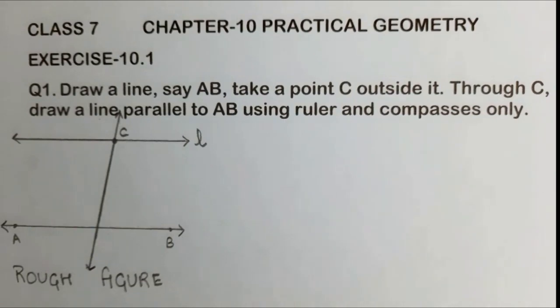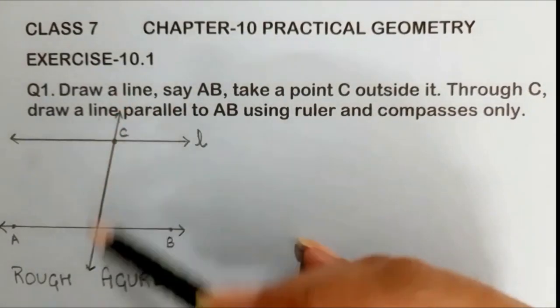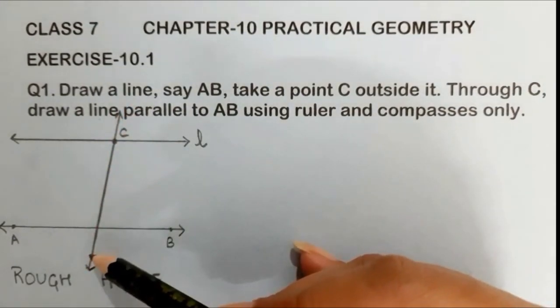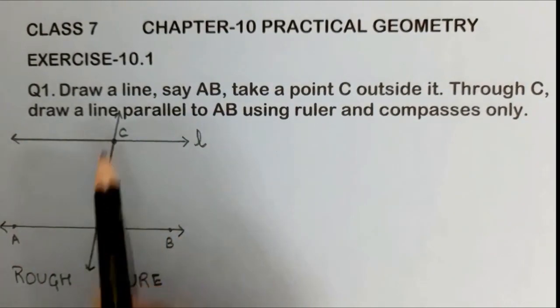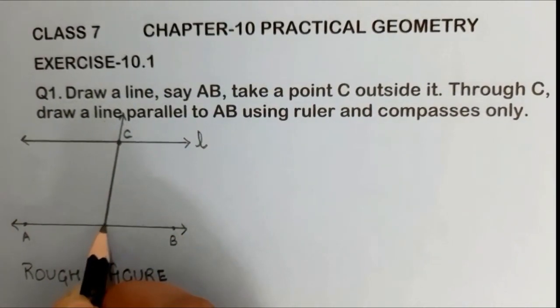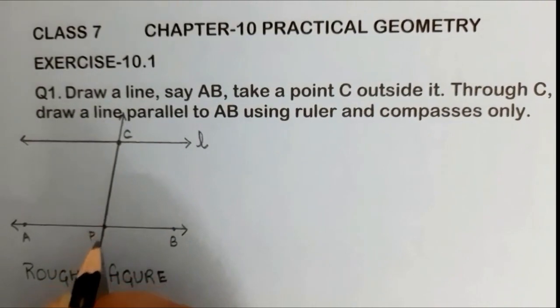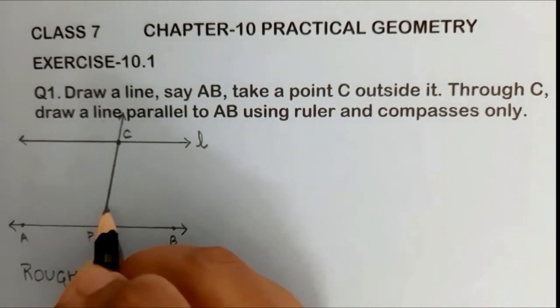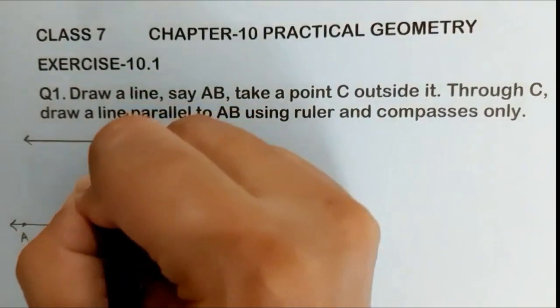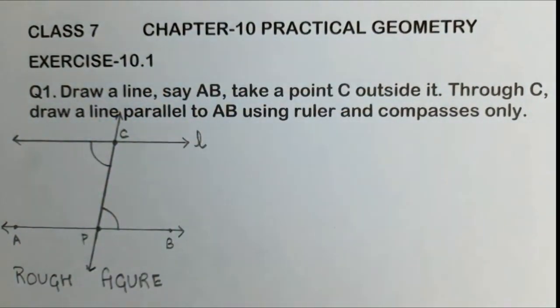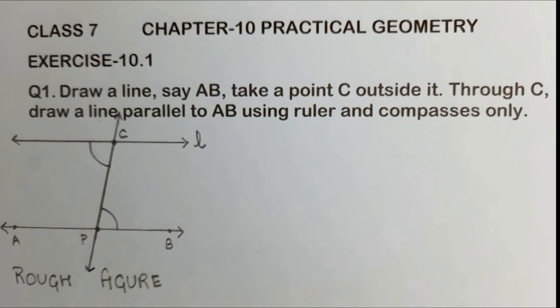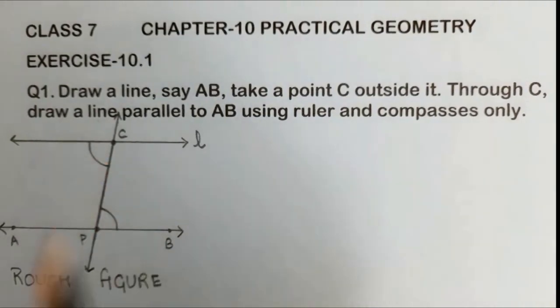So the concept that we are going to use over here is that whenever there are two parallel lines and there is a transversal, meaning any line which cuts the two parallel lines at two different points, that is called a transversal. So let's name this point P. Now if we name it P, we have this angle and this angle. These two angles are the alternate interior angles, and by the property, we know that the alternate interior angles are equal.